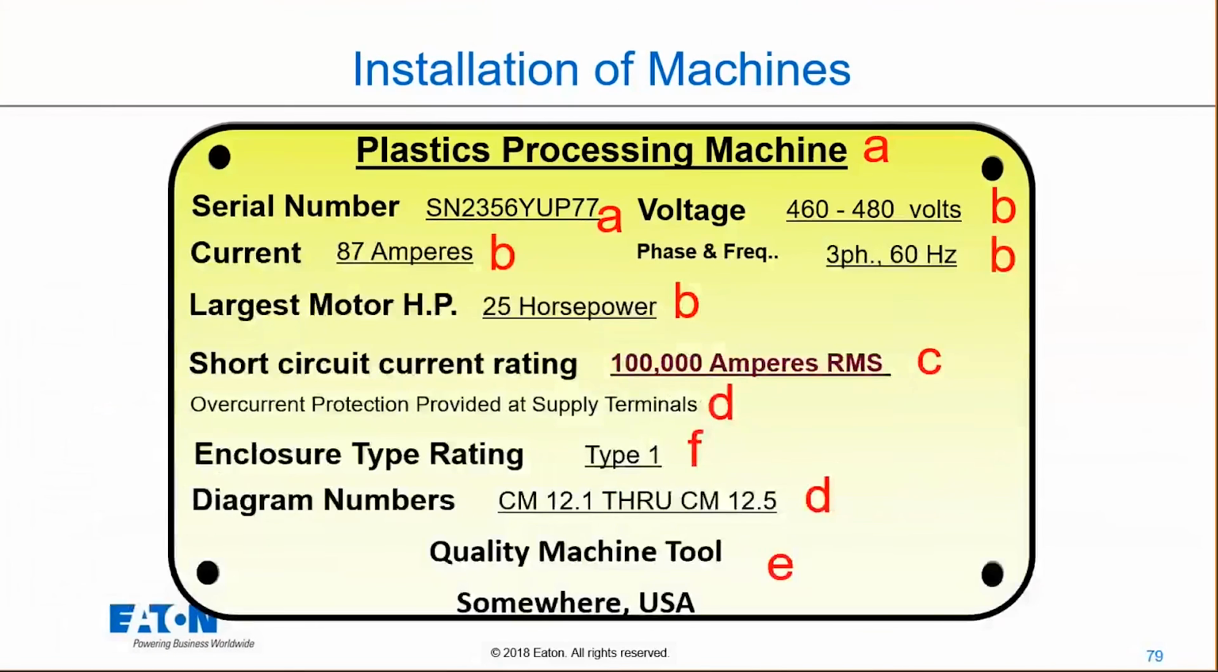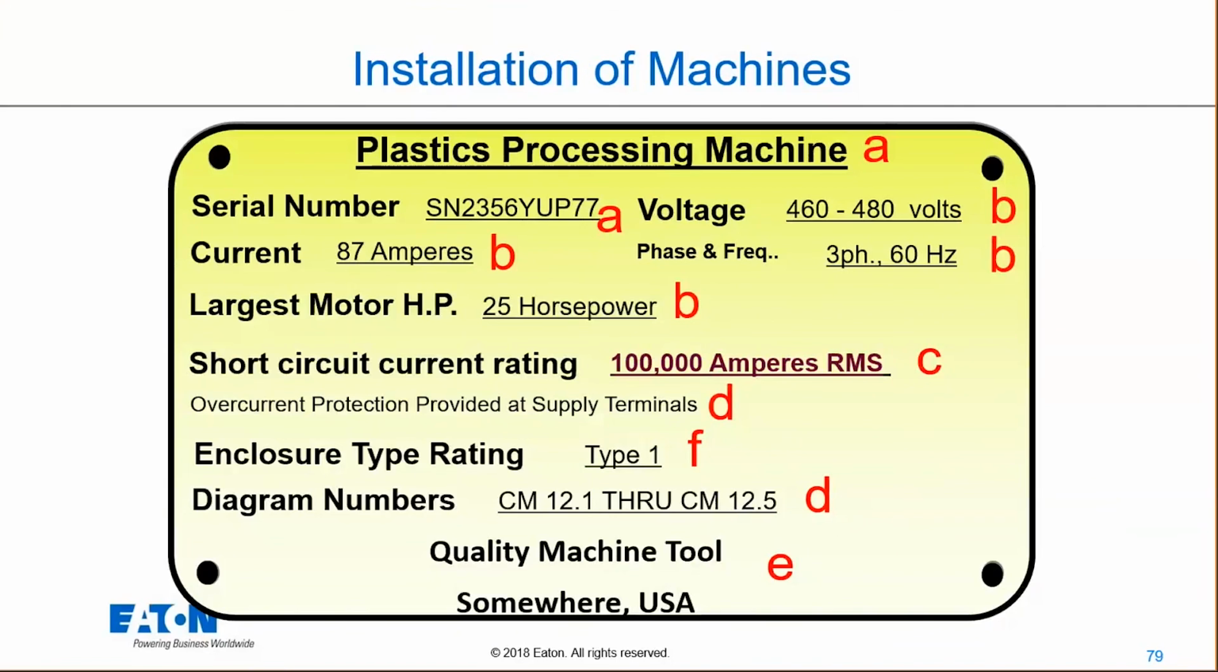If you look at an example labeling of a panel, we have our serial number, the voltage, the phase and frequency, and the current. We have to list the largest horsepower if there are motors in there. We want to list the SCCR rating, in this particular case 100,000 amps. Overcurrent protection is provided at the supply terminal, so it's inside the panel. We have an enclosure type rating of Type 1. Then finally, we have our diagram ratings, and the name of the company itself. So this is everything you would need to label on a panel.